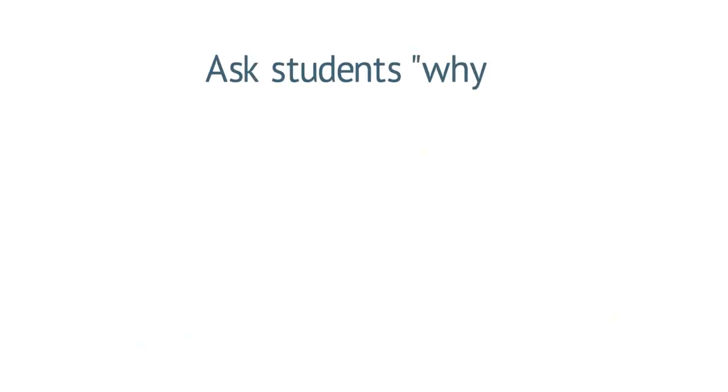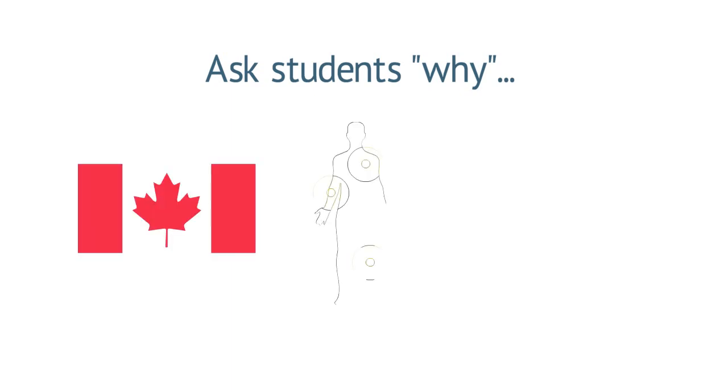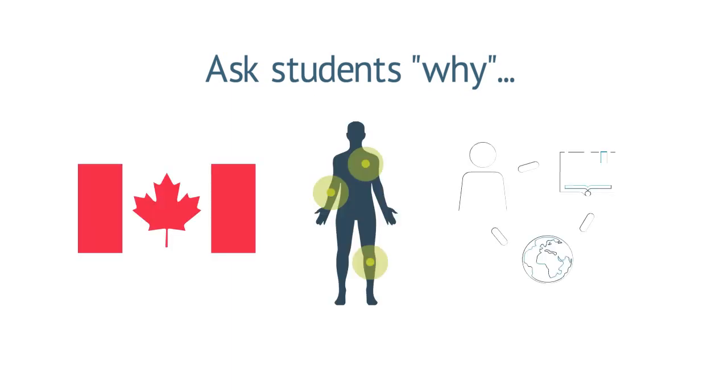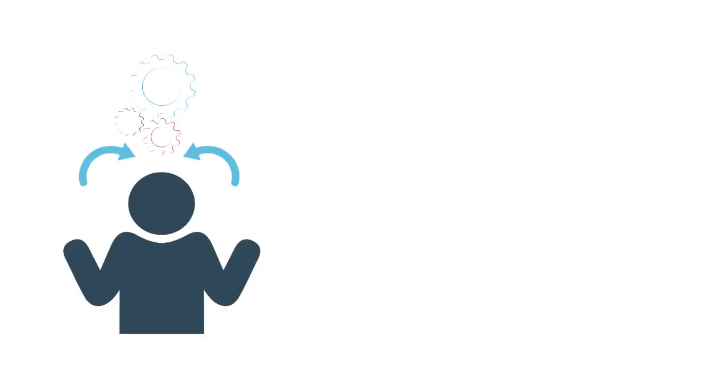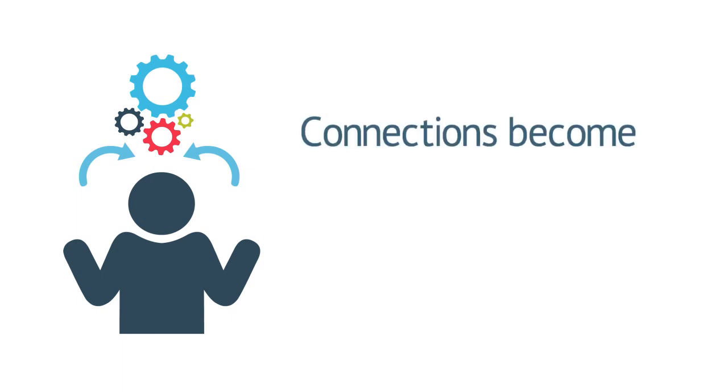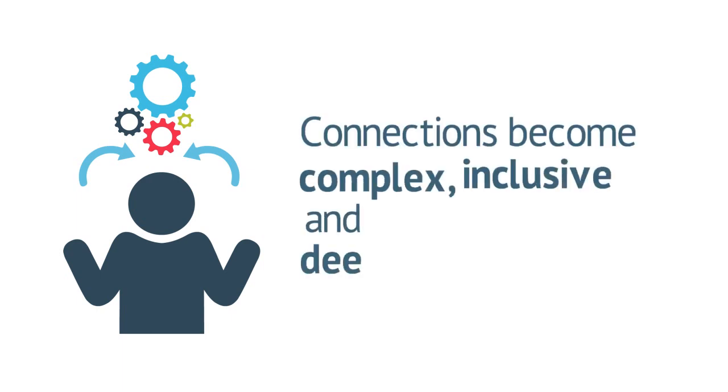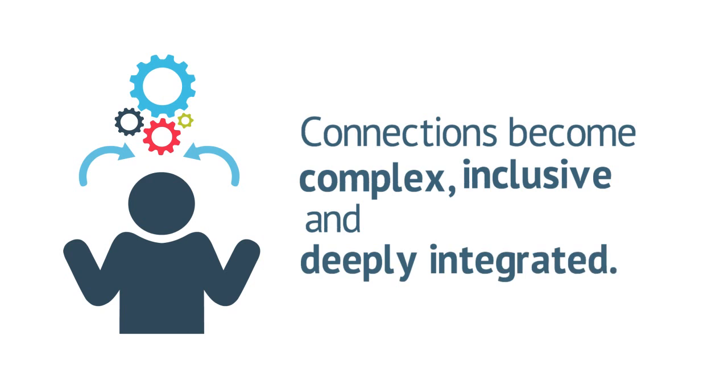At first, this might be done explicitly by asking students, why do you think we are learning about governments or the human body? They begin to think about reasons, purpose. They begin to think critically about the impact of that particular thing on them, their families, and the communities in which they live. With time, those connections will grow to be complex, inclusive, and deeply integrated. And as students better understand how the learning affects them, they will become more engaged, which of course is our ultimate goal.